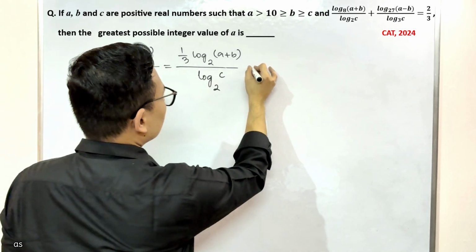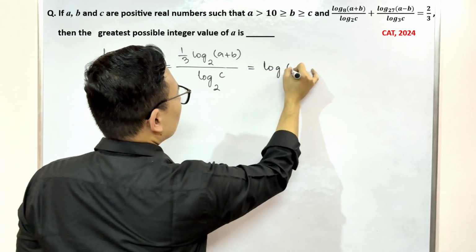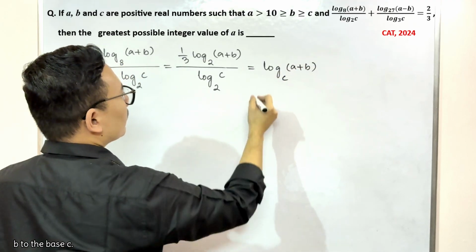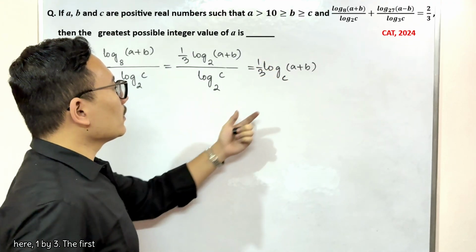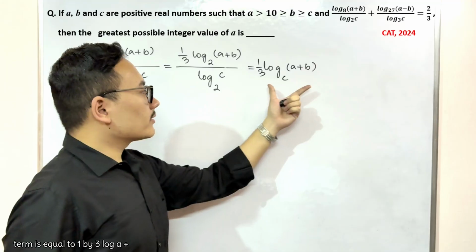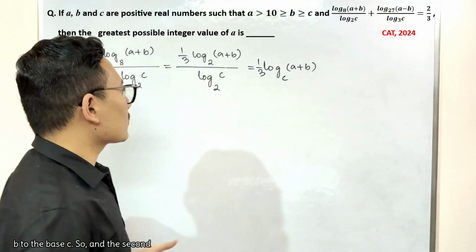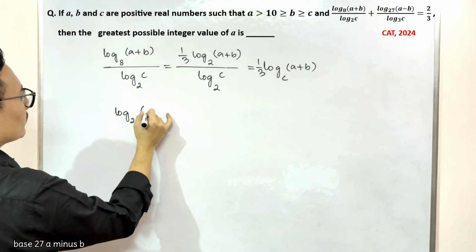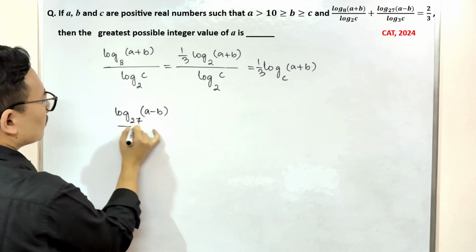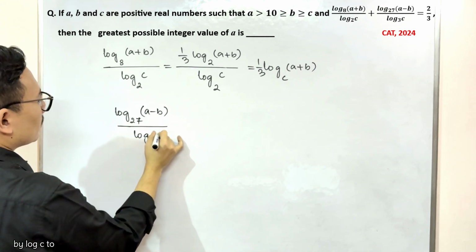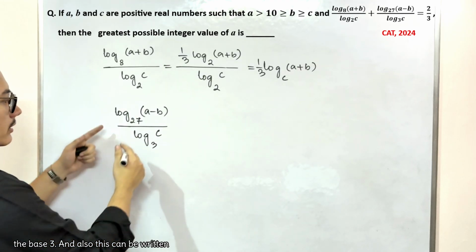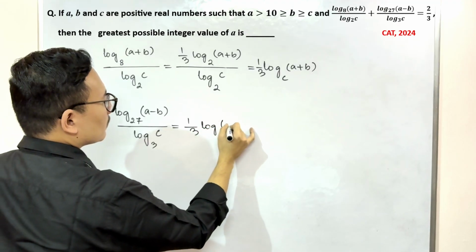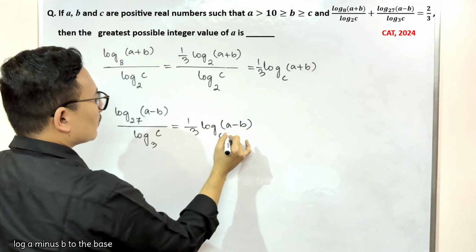And this can be written as log a plus b to the base c, here with 1 by 3. The first term is equal to 1 by 3 log a plus b to the base c. And the second term is log base 27 of a minus b, by log c to the base 3. And also this can be written as 1 by 3 log a minus b to the base c.